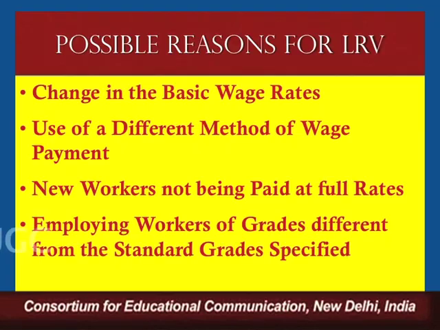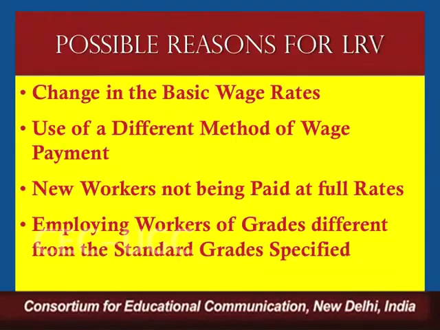Moving on to the second reason, use of a different method of wage payment. There might be a possibility that the method of wage payment which you are using, you have changed. While setting the standard, there was a different method of computing wage payment, whereas while making actual payment to your workforce, you change the method of computing the labor cost. So that can also be a reason for difference in your labor rate. So this is the second possible reason for labor rate variance.